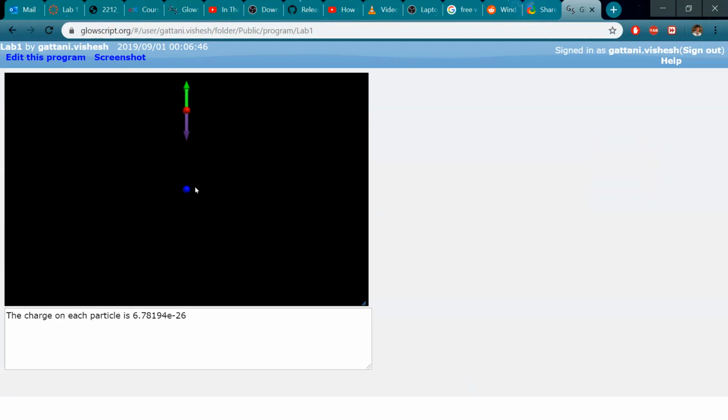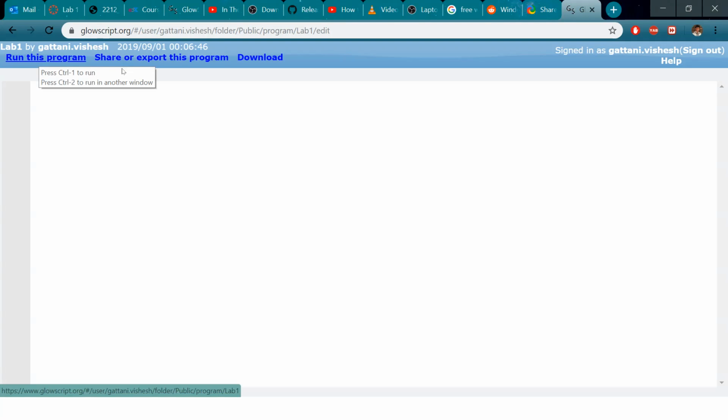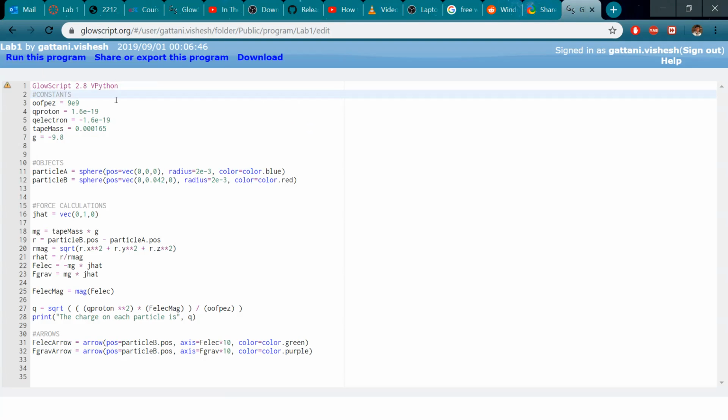tape A below and tape B above, as two point charges. We have F gravitational of tape B, and then we have F electric, or F of A on B, shown by the green arrow. This shows that they're equal in magnitude and that there is no net movement. If we look at the actual code, I've defined constants above that we'd be using. For the two particles, I have particle A and particle B to represent the two tapes, which are spheres. We have J hat, which is important because that's the axis that both forces act along, since you're going straight up or down.